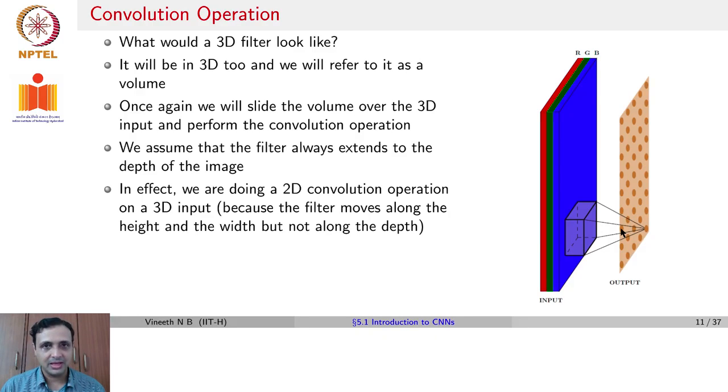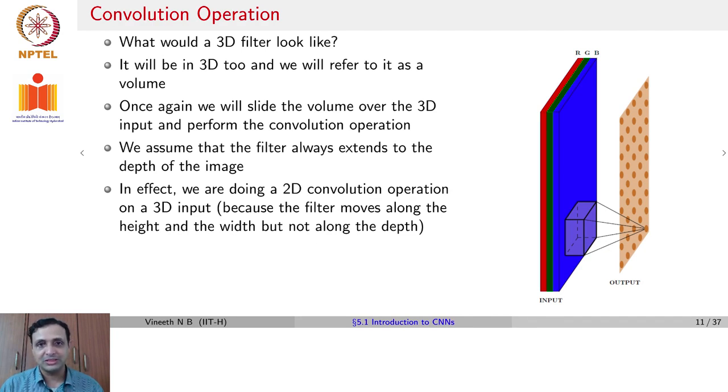One assumption we make here is that the depth of this filter is the same as the depth of your input volume. And this is important. Why is it important? Because the depth of the filter is the same as the depth of the input volume. In effect, we are doing a 2D convolution on a 3D input. Why do we say that? We slide along the height and the width of the input, but we do not slide along the depth, because the depth of the filter is the same as the depth of your input volume.